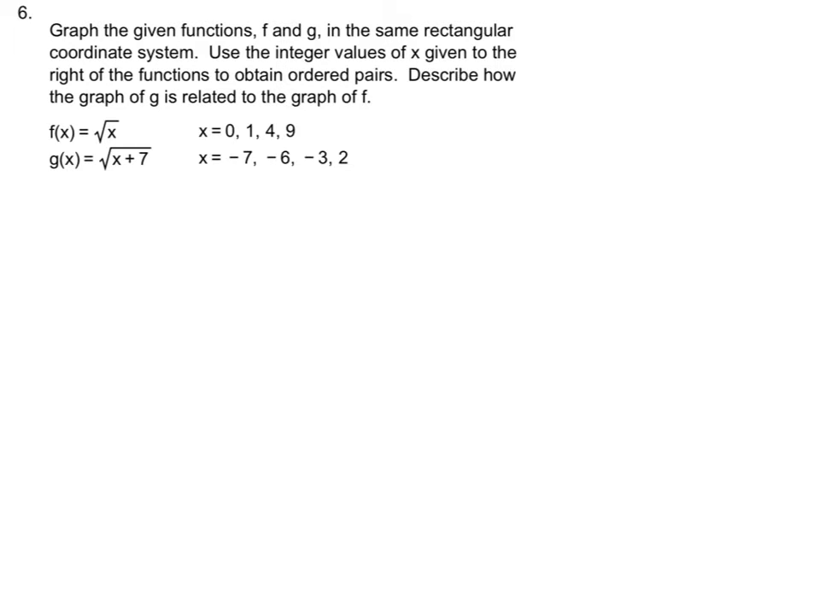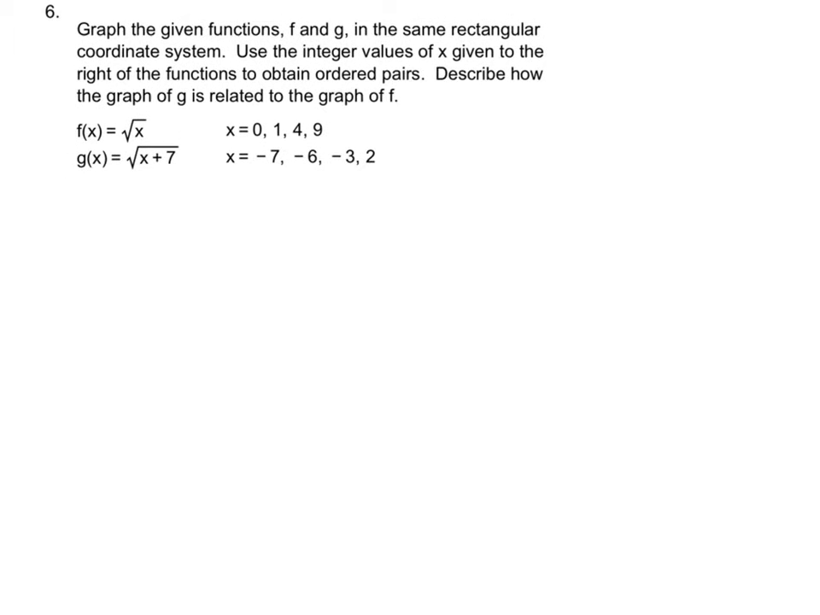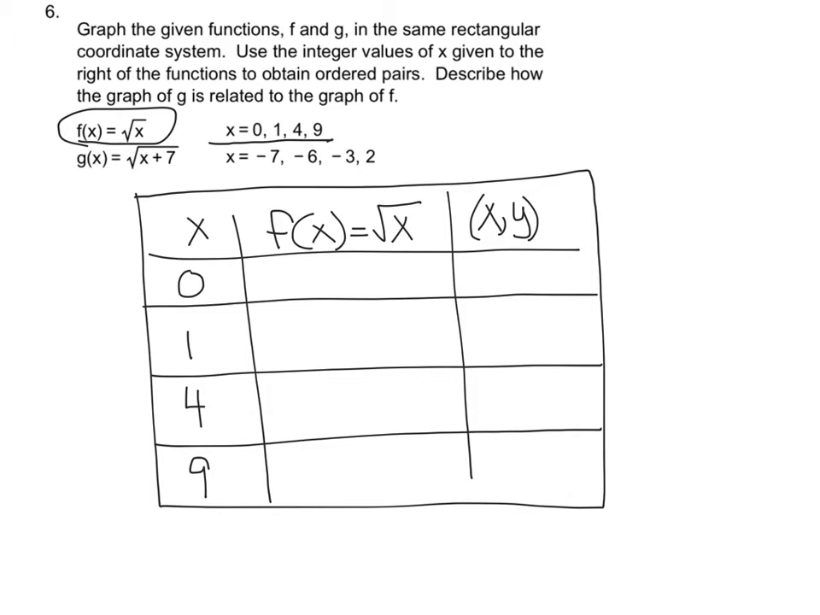So we're going to take this piece by piece. First, we're going to look at f of x equals the square root of x. And I'm going to plug in these values for x to find my y values. To do that, we'll just create a chart. Here I have a chart. My first column represents the values I'm going to plug in for x. The second column represents the function f of x equals the square root of x. And the third column will represent my ordered pair.